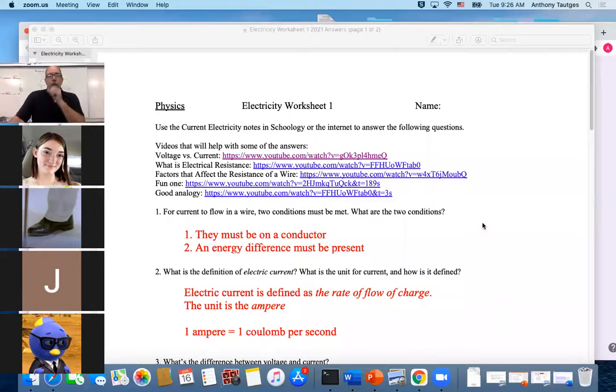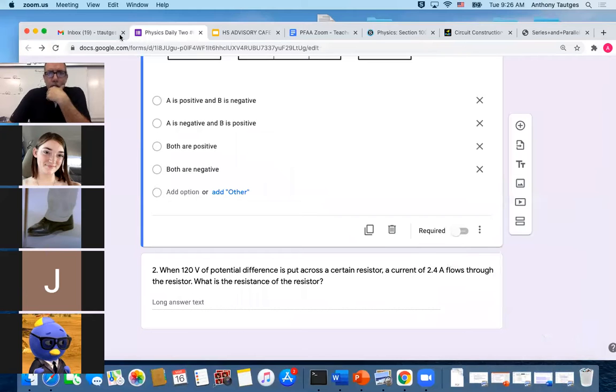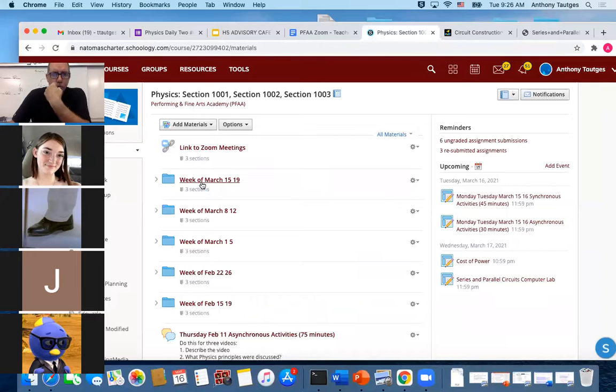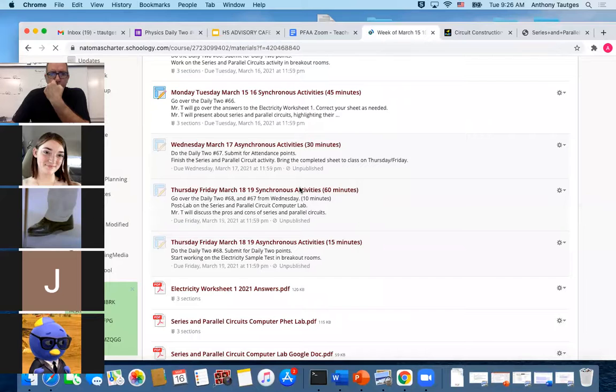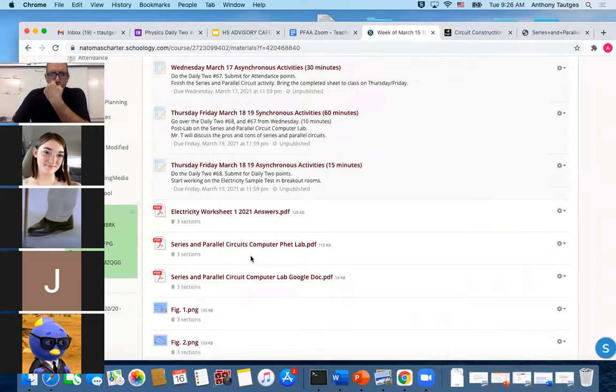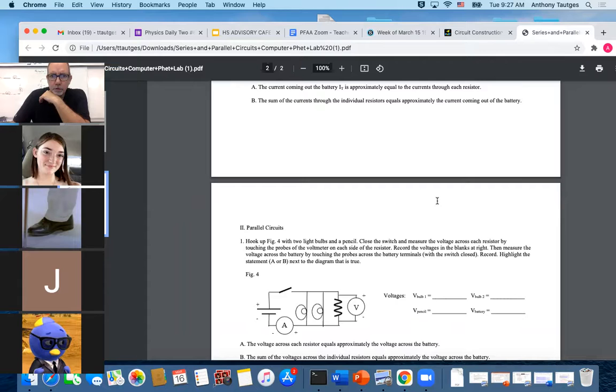Sure. Now, minimize this. If you go to this week's Schoology folder and open it, go to the bottom. There's a series and parallel circuit computer lab. I have it as a PDF that you can download and print.